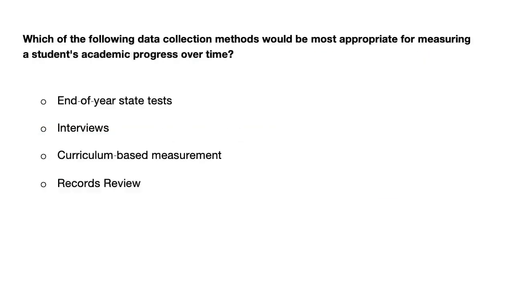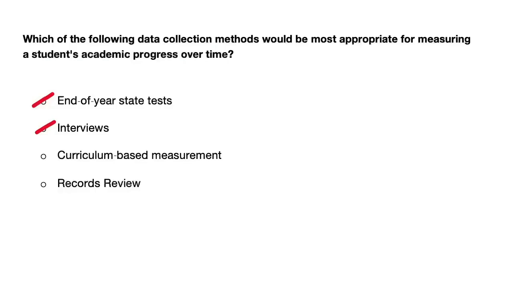Which of the following data collection methods would be most appropriate for measuring a student's academic progress over time? Would it be end-of-year state tests, interviews, curriculum-based measurement, or records review? Let's begin by eliminating the incorrect options first. First, we can eliminate end-of-year state tests. These assessments provide a snapshot of performance at a single point in time. They are summative, but not designed to track progress across weeks or months.